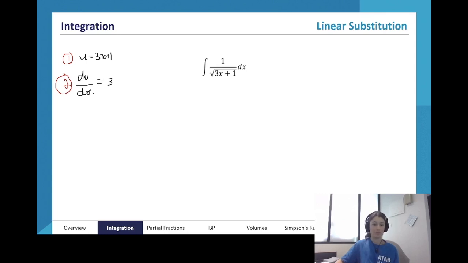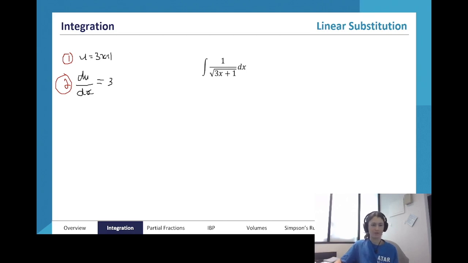And remember, what we need to do from here is isolate the dx. So we're going to be splitting this du and dx up. And once we complete the rest of the integral, why we do this will become more apparent, and I'll go over that when we get to it.